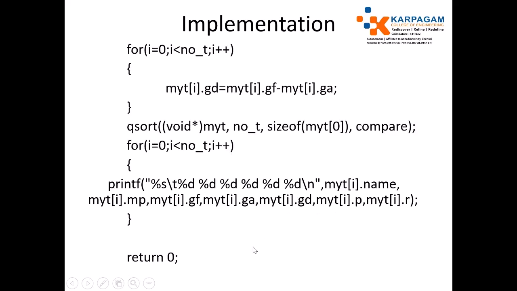Next, the only thing we didn't update is the goal difference. Goal difference is updated as goals for minus goals against. That is updated. After that, apply the sorting method in terms of the points table. If a particular team has more points, it will come to the front. So you need to sort in descending order.